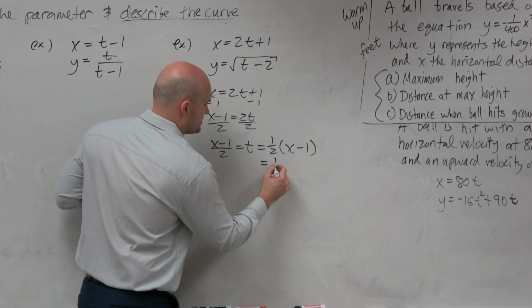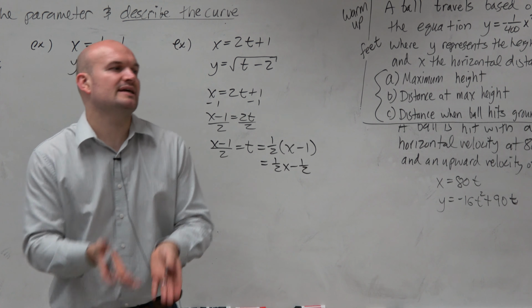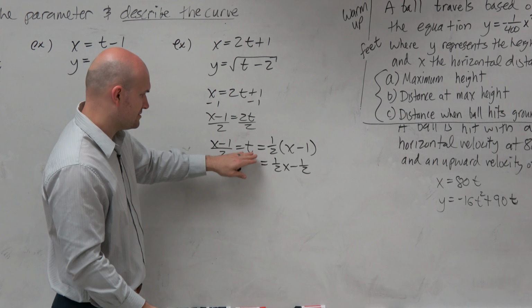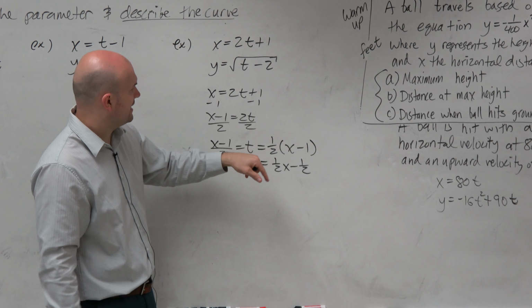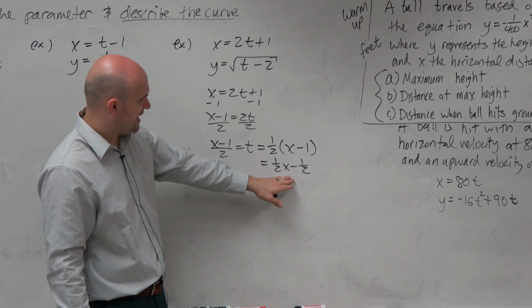You could also write it like this, 1/2 x minus 1/2. But again, you could distribute that too. OK? So now, that is what our t equals. t is equal to one of these representations. I'm just going to go ahead and represent it as right here.